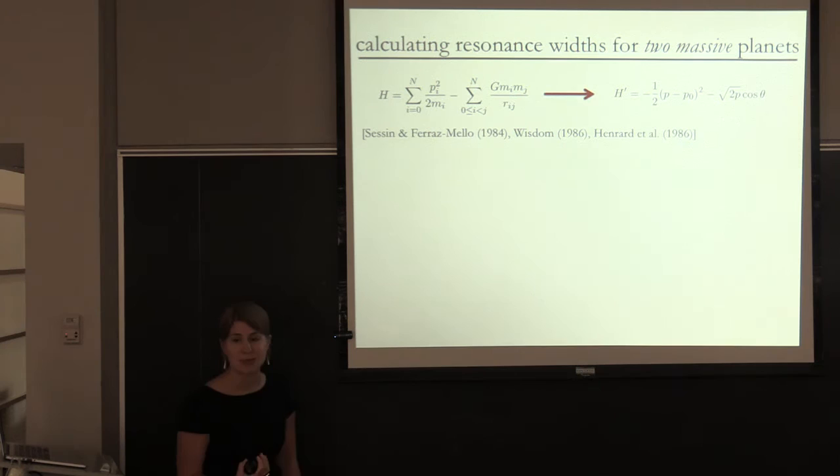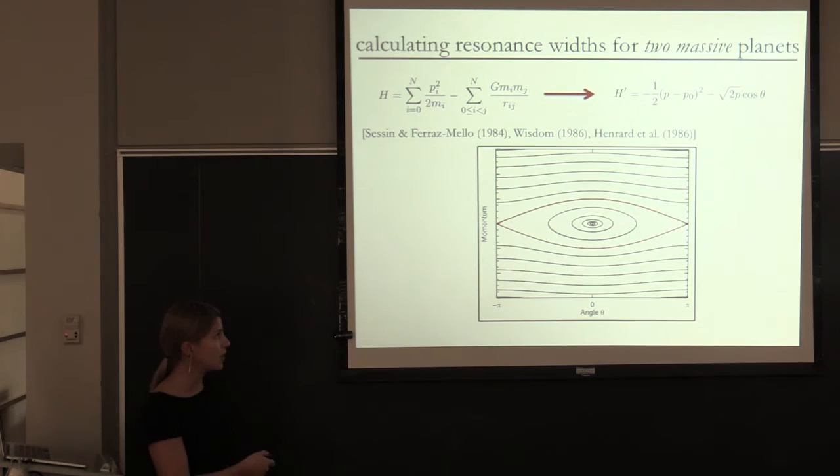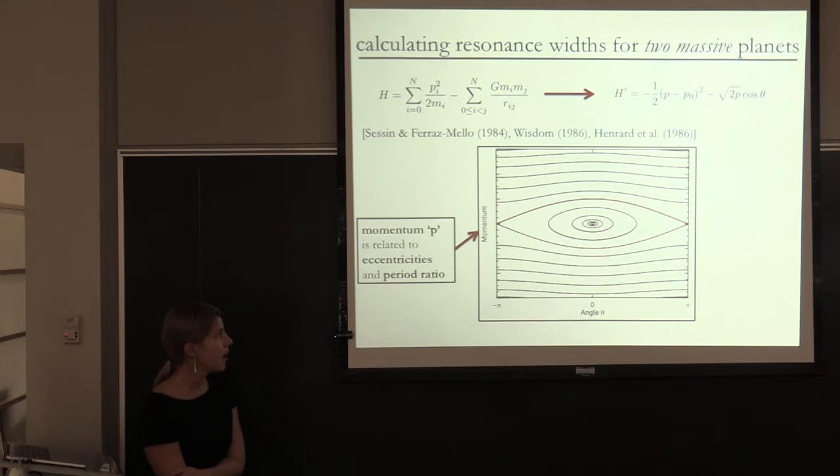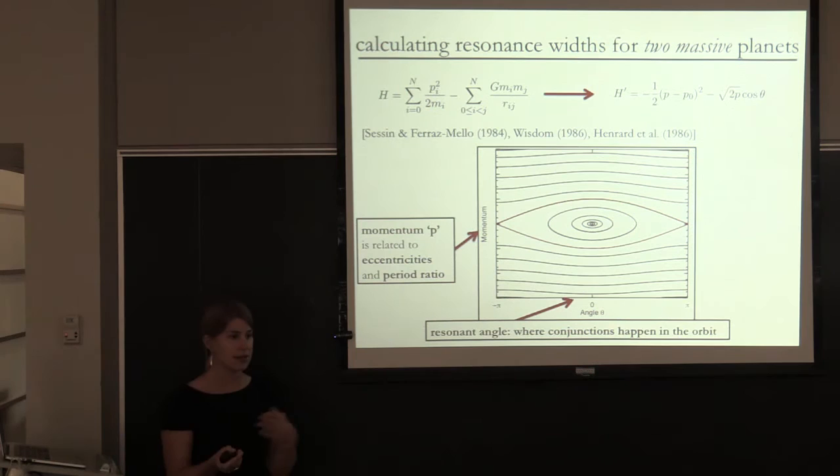Keeping with this analogy though, here's the phase portrait, or a cartoon version of the phase portrait for two planets. Now the momentum depends on the eccentricities and the period ratio of the planets. And the angle is the resonant angle. It tells you where conjunctions happen in the orbit. And again, there's this important separatrix curve that gives the resonance some width. And that's what we need to calculate to determine how wide these resonances are.